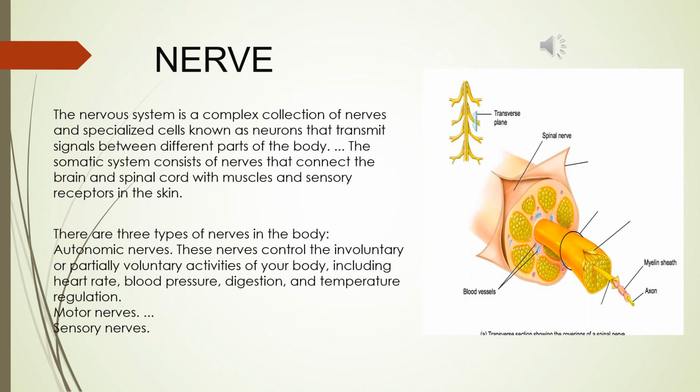See the diagram. In the nerve also, myelin sheaths are there like wrapping. Through this the axon is coming out. Blood vessels are obviously there.